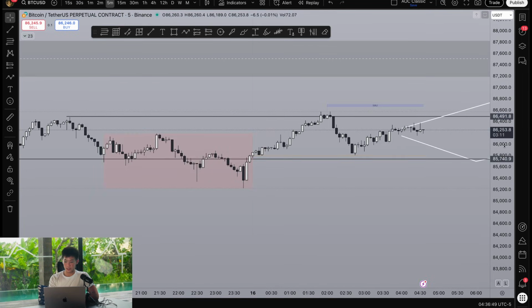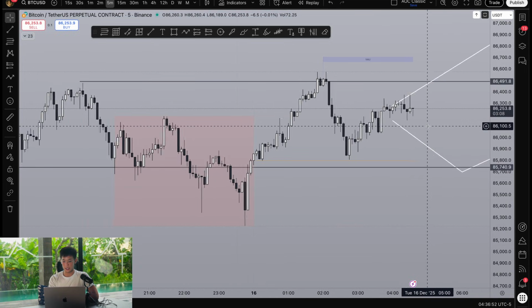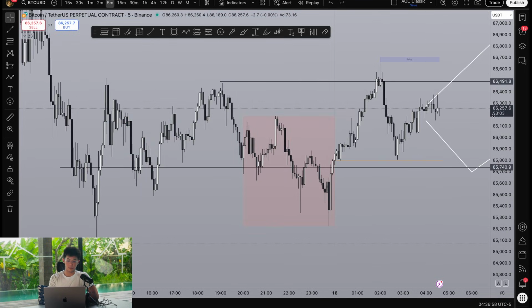It's not just about price action. This is something that a lot of people get wrong about the market. The market has two axes. You have the vertical axis, which is price, and you have the horizontal axis, which is time.